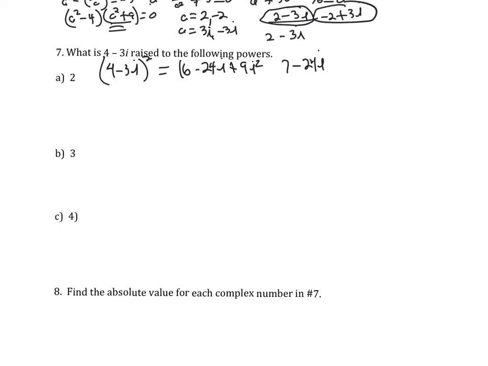Okay, we're going to be asked about the absolute value of this later, so we're going to calculate that now. The square root of 7 squared plus -24 squared is equal to the square root of 49 plus 576, which is going to give us 625, or it's going to equal the square root of 625, which is equal to 25.